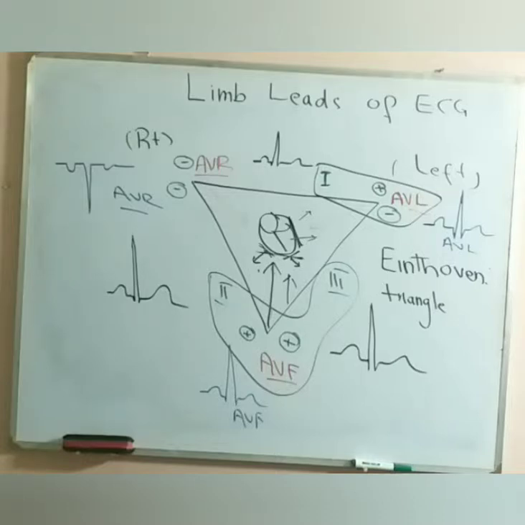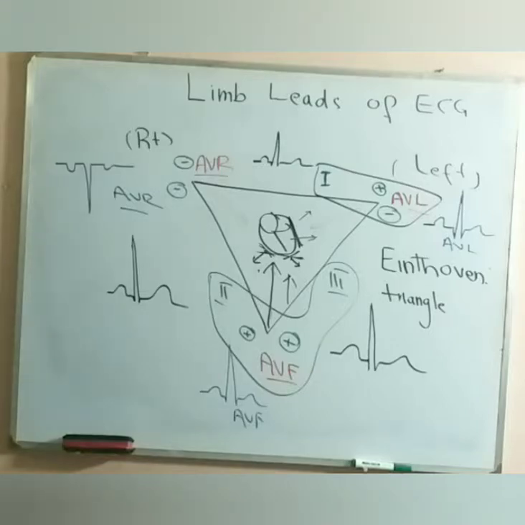The most important role of AVR is that it should always be a negative lead normally. But say if it is not negative and is a positive lead on the ECG paper which you have received from the patient, then there are two possibilities. Either someone has reversed the limb leads.